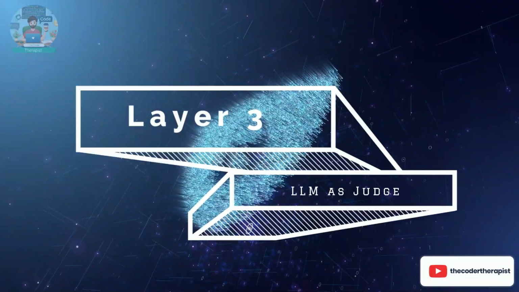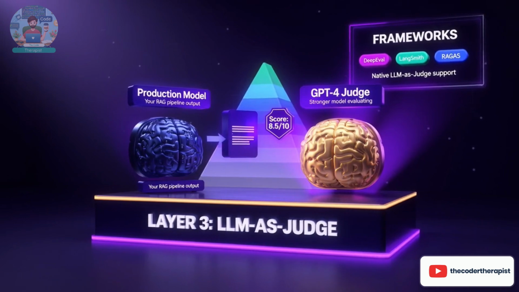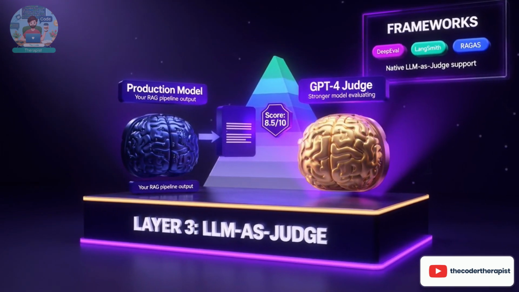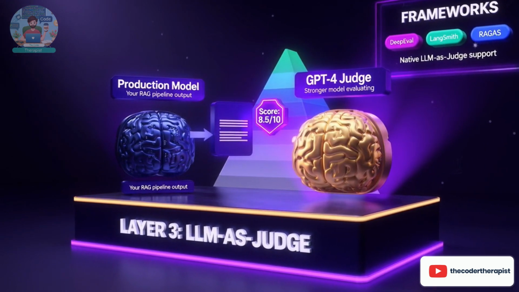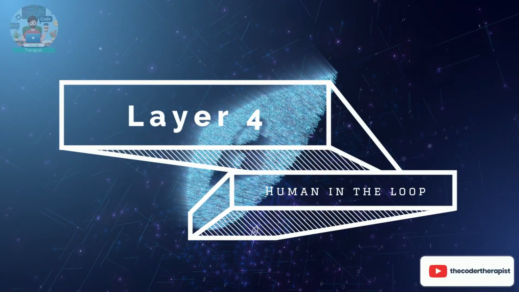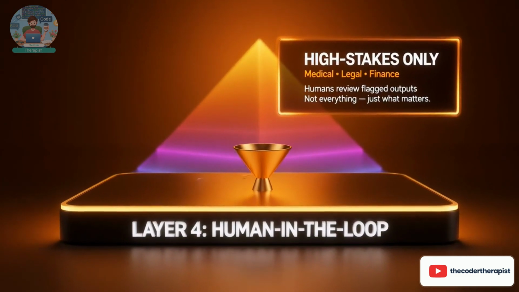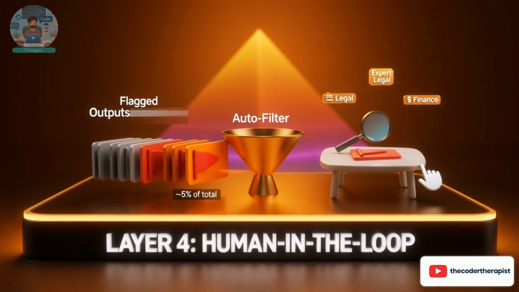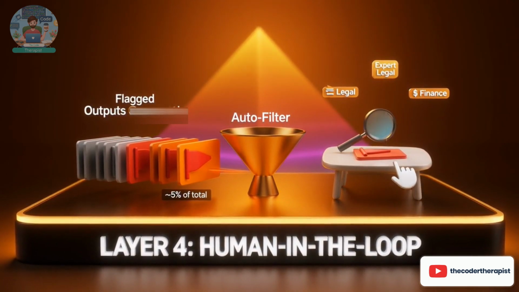Layer 3. LLM-as-Judge. Use a stronger model like GPT-4 to grade outputs from your production model. Frameworks like DeepEval and LangSmith support this natively. Layer 4. Human in the loop. For high-stakes domains, medical, legal, finance, you still need human review. But now humans are reviewing flagged outputs, not everything.